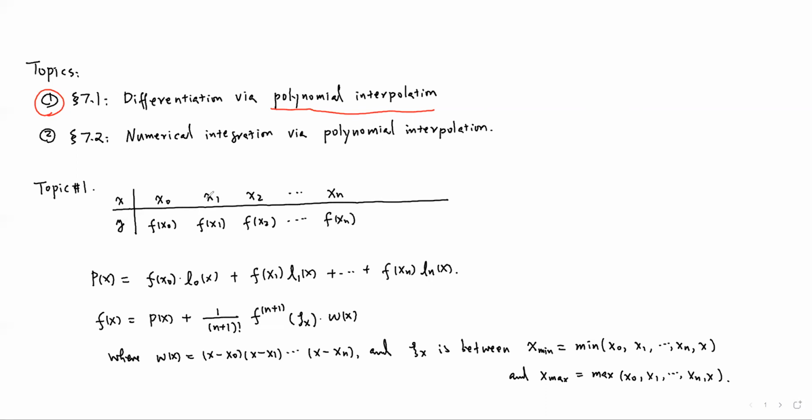Now, the second topic, we turn to section 2. Numerical integration. Numerical integration formulas are usually attained not from Taylor expansion, but from polynomial interpolation. This is topic 2. In this topic, we want to evaluate an integral from a to b. How to get formulas to evaluate this integral? By polynomial interpolation.